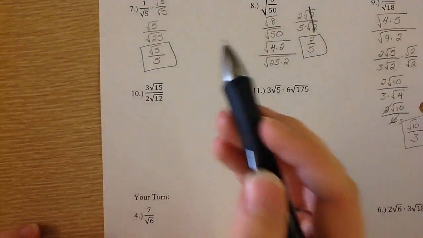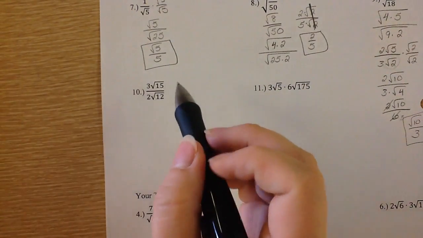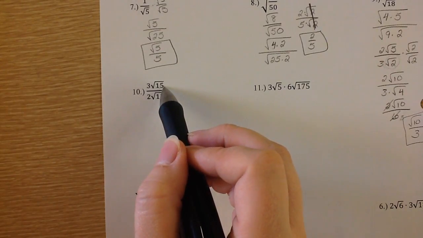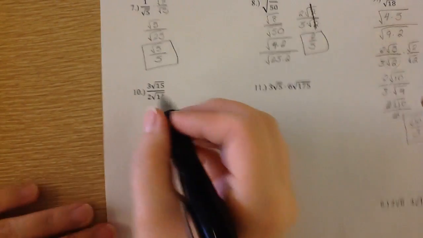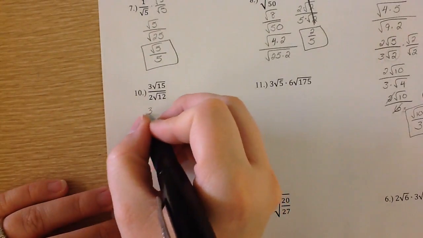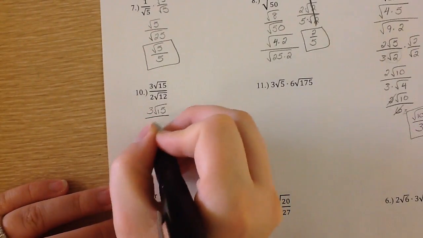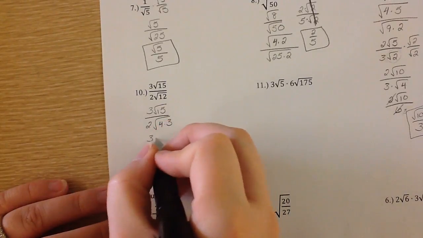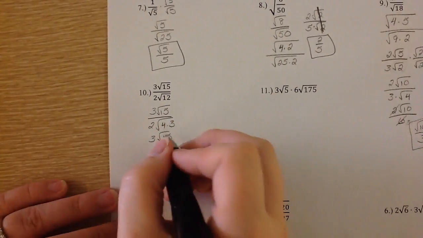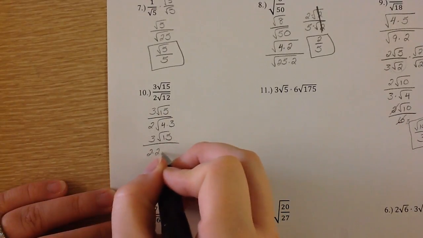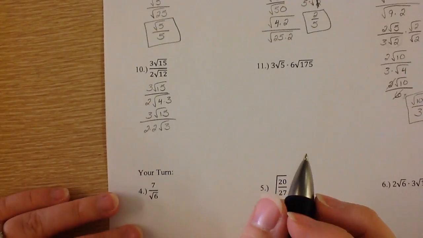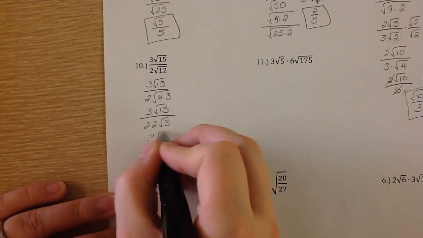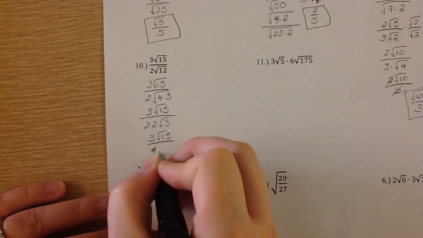Number 10. Again, let's try to simplify inside our square roots first. So 15 multiplies to give me 3 and 5, and none of those are perfect squares, so there's no perfect squares in 15. But there are in 12, 4 and 3. So I have 3 the square root of 15, all over 2 times 2 the square root of 3. So then now we have 3 the square root of 15, all over 4 the square root of 3.